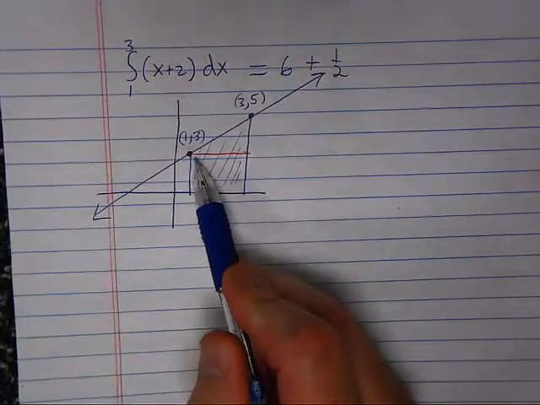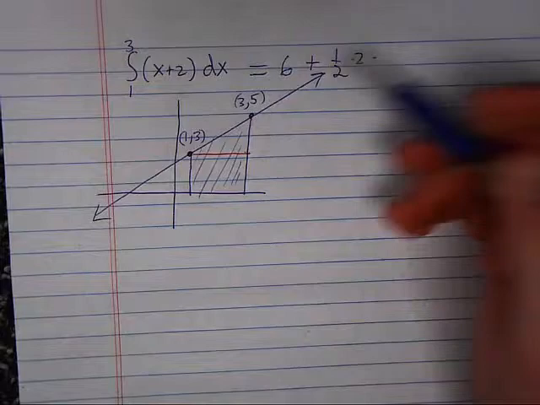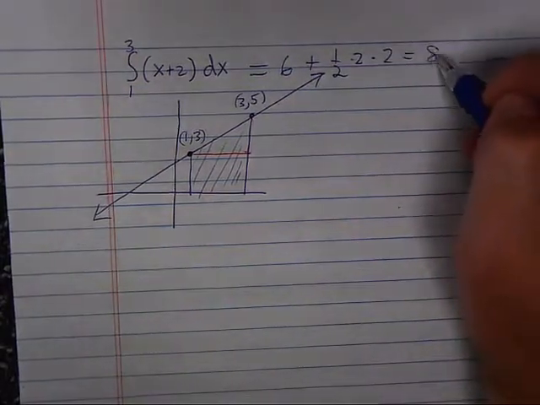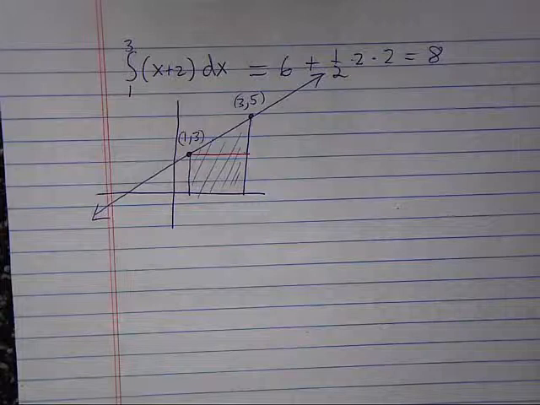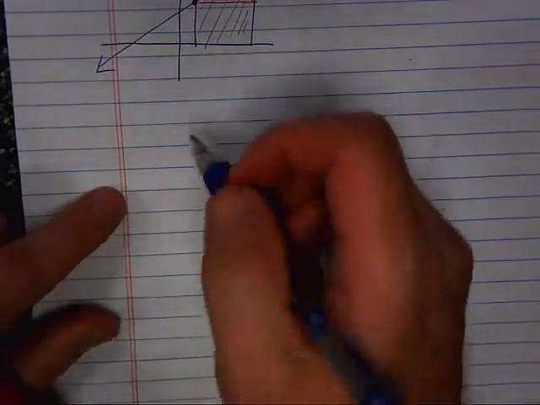What's the base of the triangle? 2. And what's the height of the triangle? 2 also. So that integral is 8. That's too easy? That's okay? You're okay with that? All right. I'm trying to figure out how we would have done it the other way. That was the hard way. Well, if we were doing it the hard way, we would have to take the limit as n goes to infinity of the sum from i equals 1 to n, on and on and on, wouldn't we?